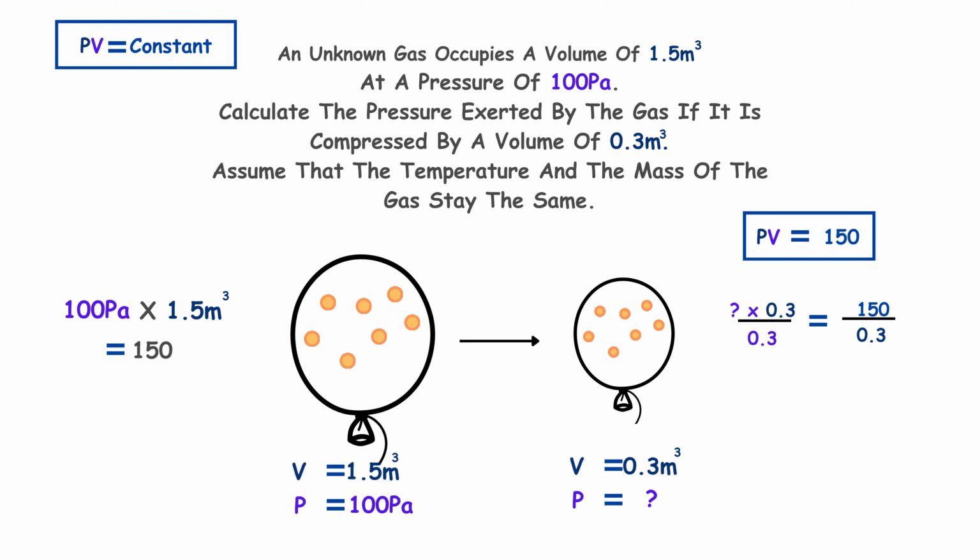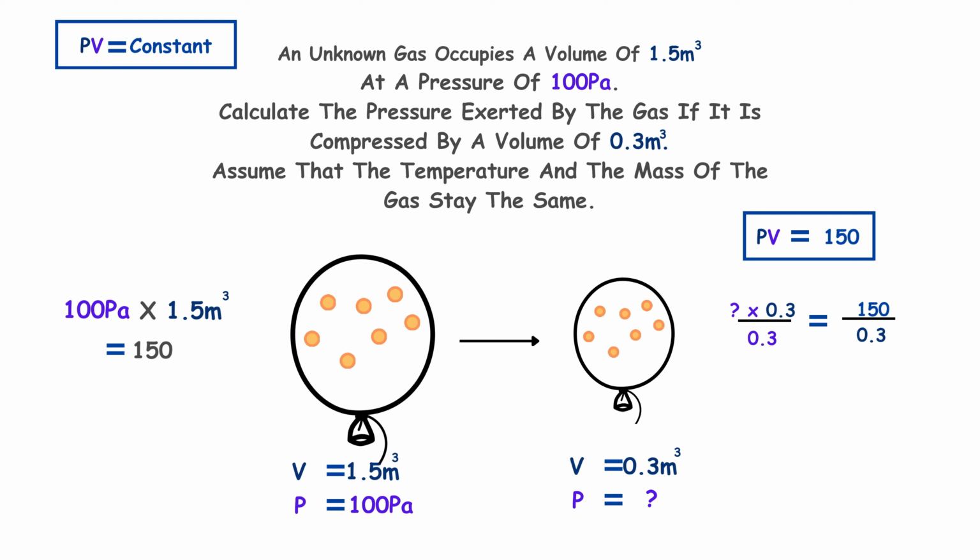Suppose we have an unknown gas that occupies a volume of 1.5 cubic meters and is under a pressure of 100 pascals. If this gas is then compressed into a smaller volume of 0.3 cubic meters, and we are asked to calculate the new pressure, assuming that both the temperature and the amount of gas stay constant, here's what we do. We start with the equation pressure multiplied by volume is equal to a constant.